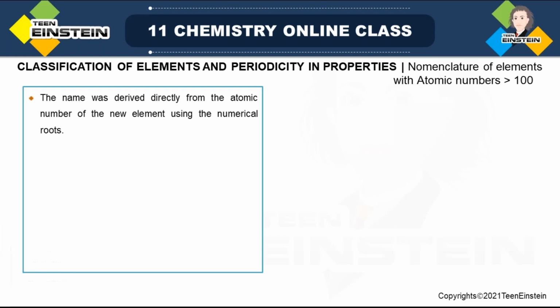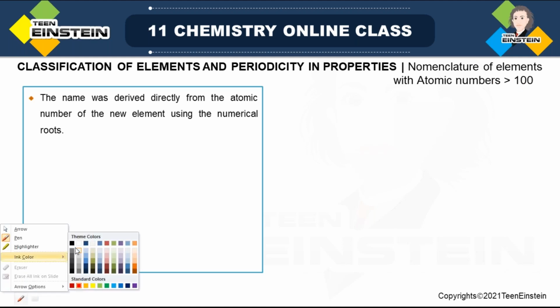Hello everyone. The topics that we are going to discuss today: nomenclature of elements with atomic numbers greater than 100, then periodic trends in different types of properties. There are actually many different properties, but today we'll try to cover atomic radius, ionic radius, ionization energy, and related problems.